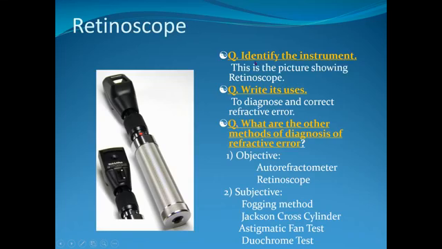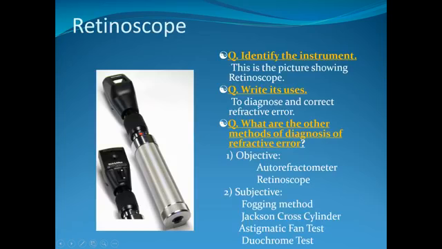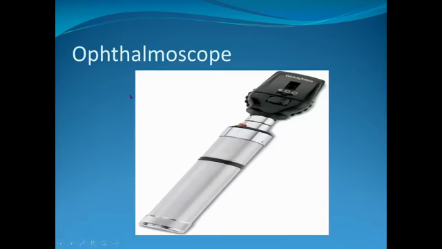This is the ophthalmoscope. Identify the instrument. This is a picture showing a retinoscope. This is the retinoscope and this is the ophthalmoscope. How will you differentiate the ophthalmoscope from the retinoscope? The retinoscope is usually a long instrument and the ophthalmoscope is comparatively short. Sometimes it is difficult to differentiate a retinoscope from an ophthalmoscope in a photograph, so there is a key point: the retinoscope is comparatively a long instrument, and the ophthalmoscope is a short instrument.